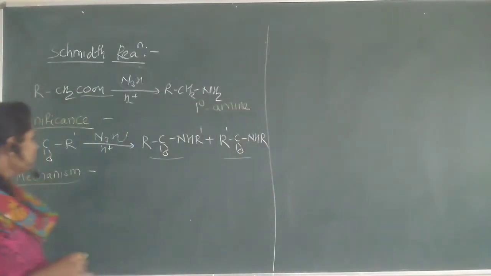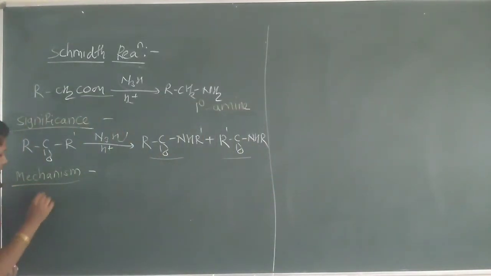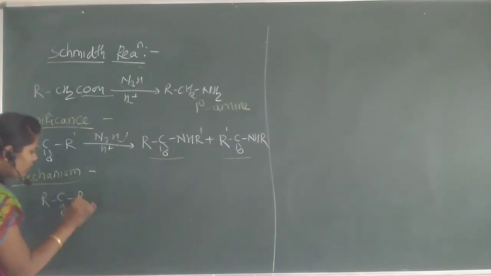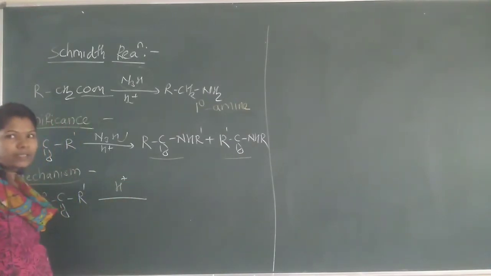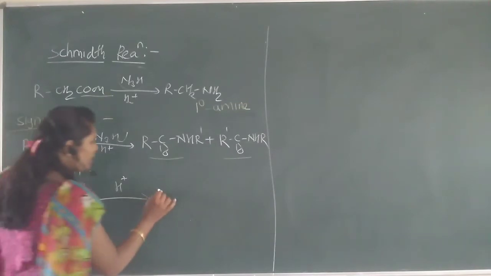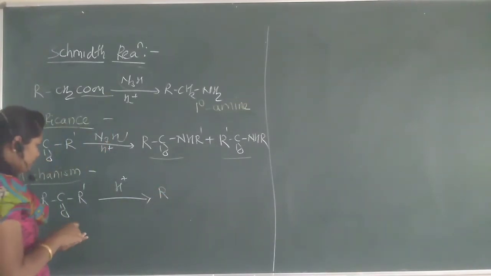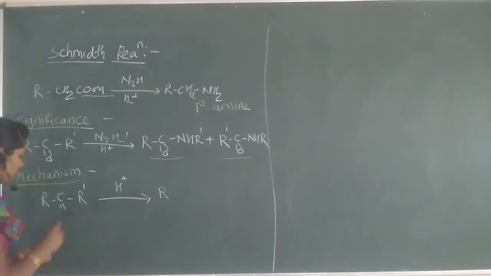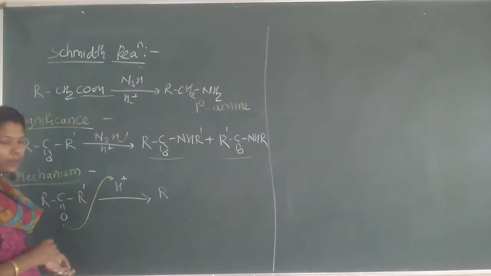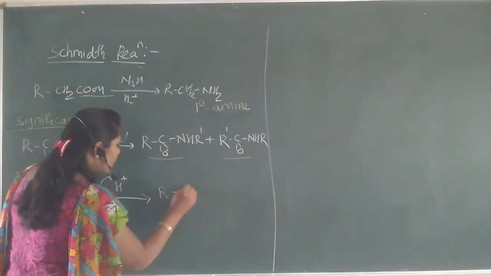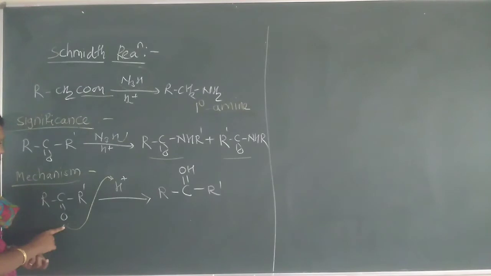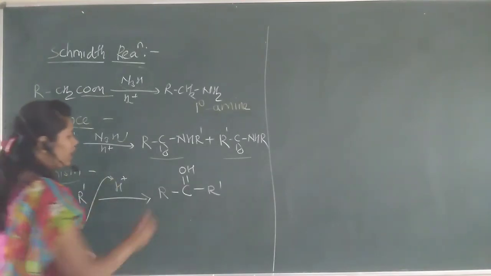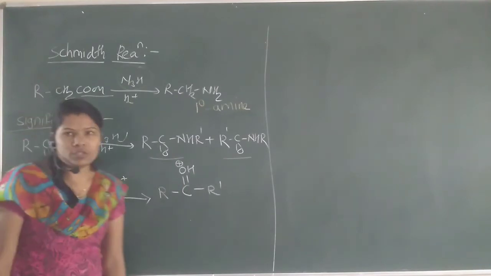Here our first compound, the ketone, is R-CO-R, which is treated with the acid, that is H+. Then what will be the product? Here this oxygen has a lone pair, and that's why this oxygen abstracts this H+ ion. There's a formation of the protonated ketone by the donation of the lone pair of this oxygen to this H+ ion. This oxygen becomes positively charged.